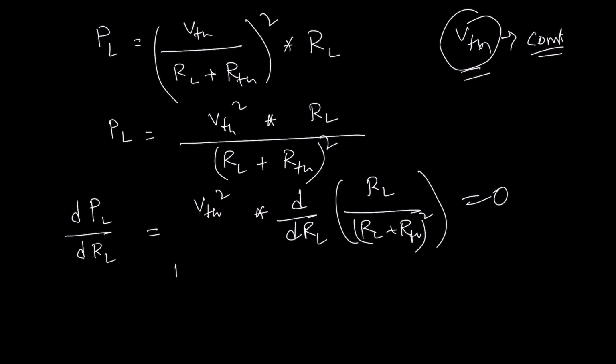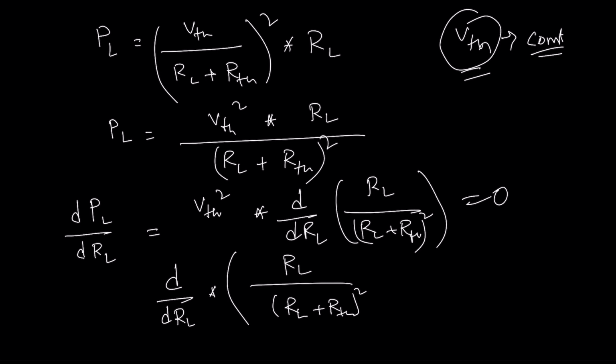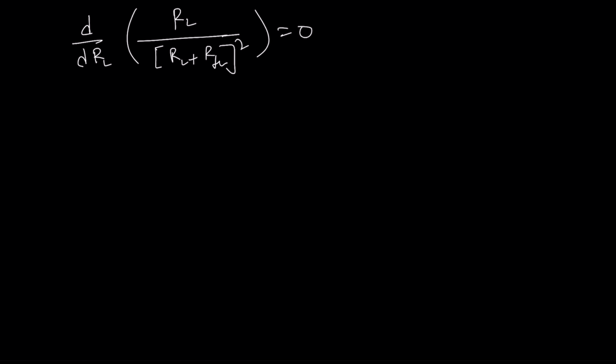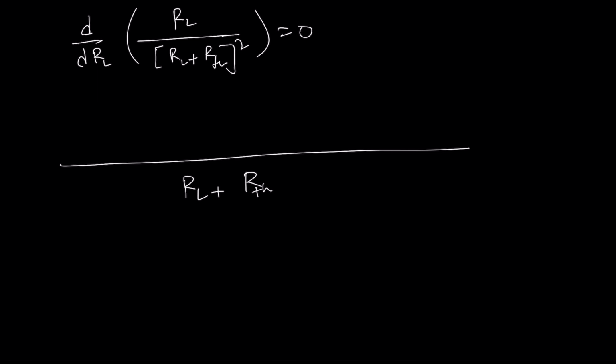So from here we can write down d by dRL of RL by RL plus RTH whole squared equal to 0. Okay, go to the next page. d by dRL of RL by RL plus RTH squared equal to 0, right? Now we just need to do the differentiation. We can consider this as u by v, right? So we can do it like this: RL plus RTH whole squared, the denominator squared, okay?